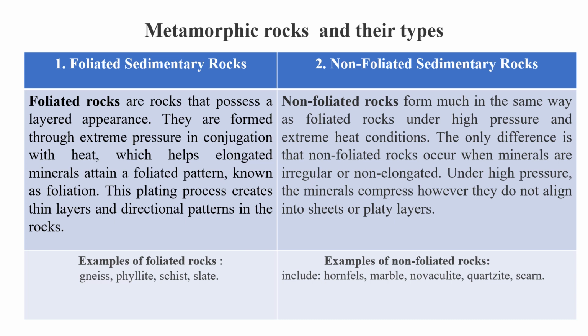The second type, non-foliated rocks. Non-foliated rocks form much in the same way as foliated rocks under high pressure and extreme heat conditions. The only difference is that non-foliated rocks occur when minerals are irregular or non-elongated. Under high pressure, the minerals compress, however, they do not align into sheets or platy layers. Examples of non-foliated rocks are hornfels, marble, novaculite, quartzite, and skarn.